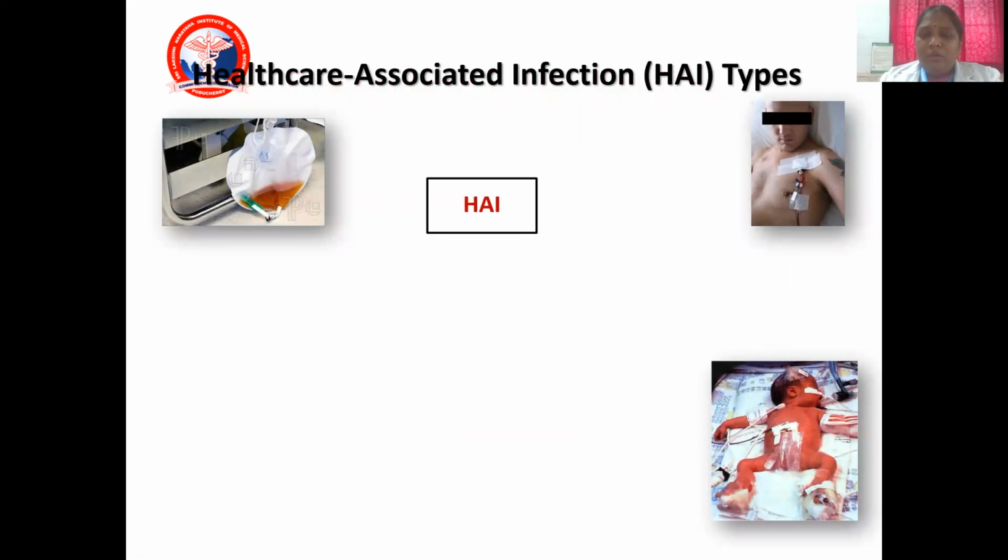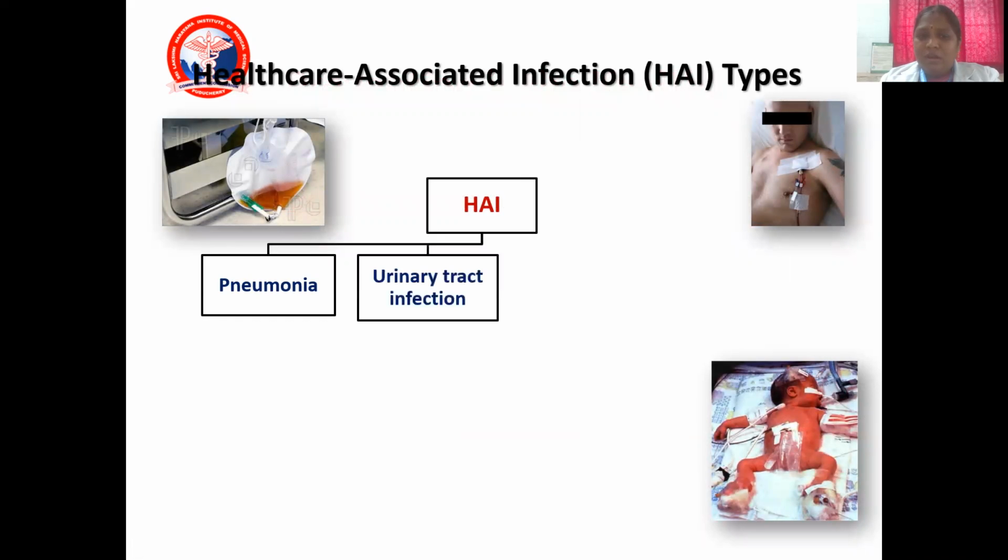Before going into the infection control practices, we need to know what are the healthcare associated infections that can occur in the hospital premises. We can classify these HAI into many types. The first one is pneumonia. This pneumonia patient can acquire from prolonged assisted ventilation. We can call it ventilator associated pneumonia.